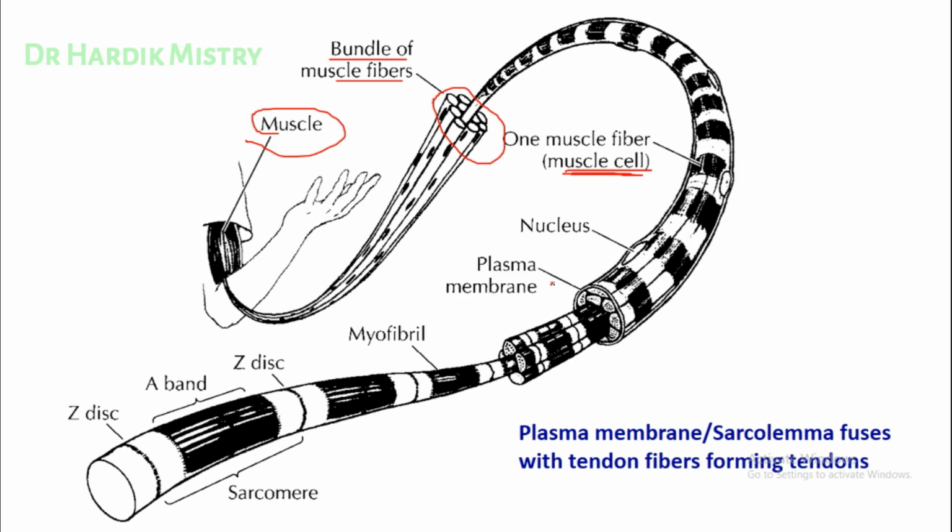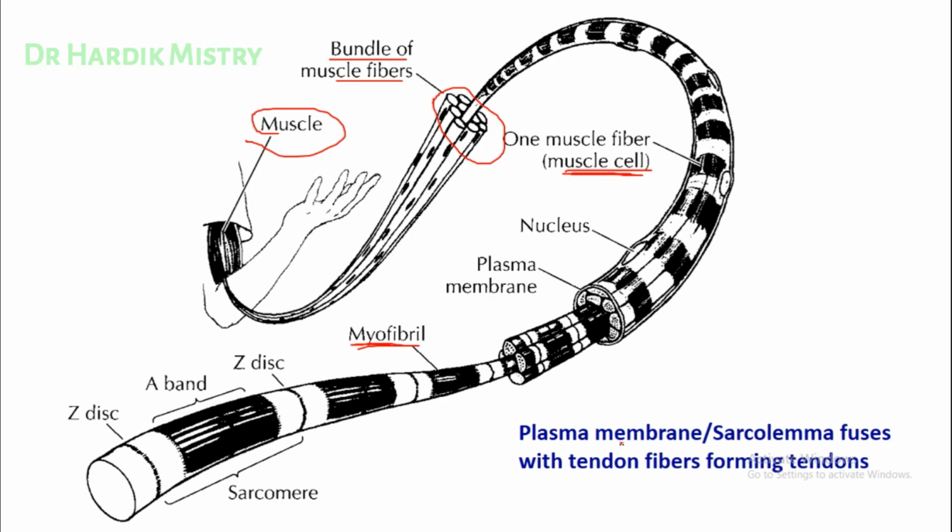Here the muscle fiber has many myofibrils, and myofibrils have different types of myofilaments. There are two types of myofilaments: actin filament and myosin filament. These myofilaments form the myofibrils, and a number of myofibrils are collectively present in one muscle fiber, which is known as a muscle cell. There are lots of muscle fibers, and when they are arranged in bundles, they form the muscle.